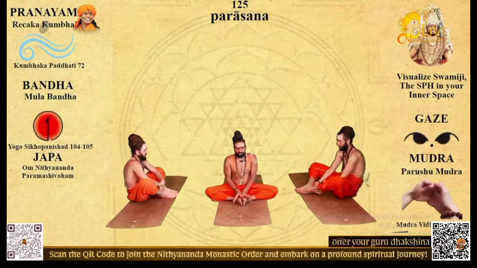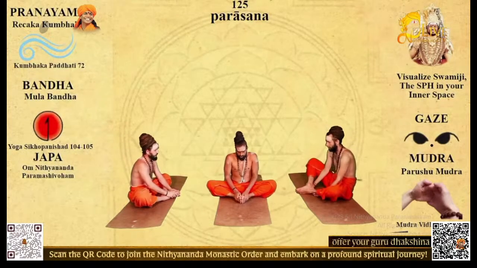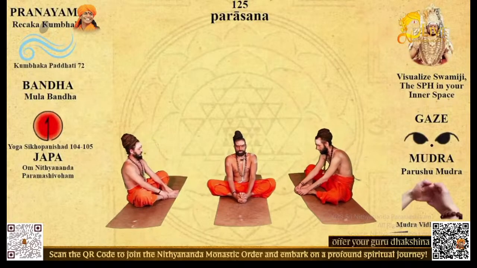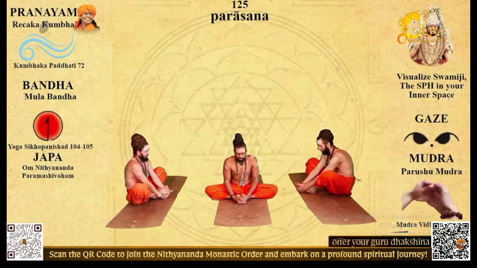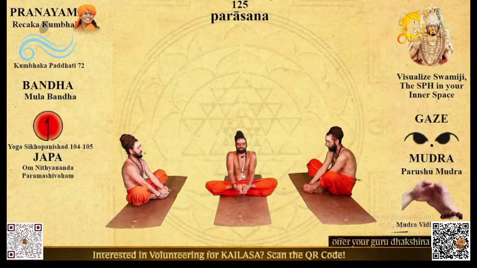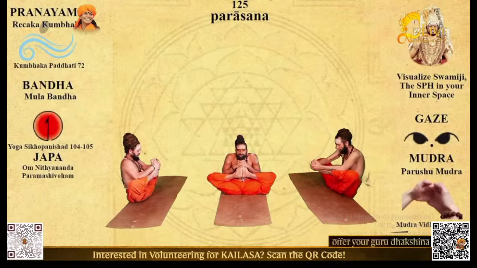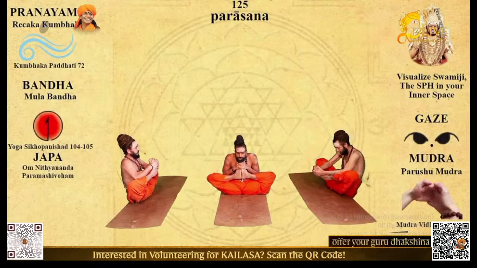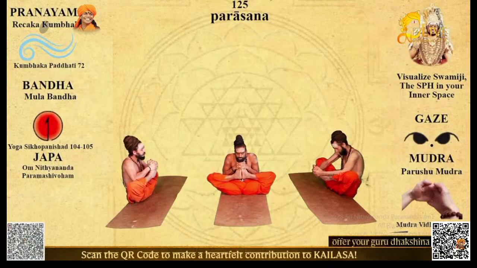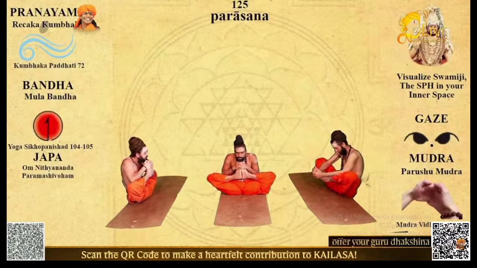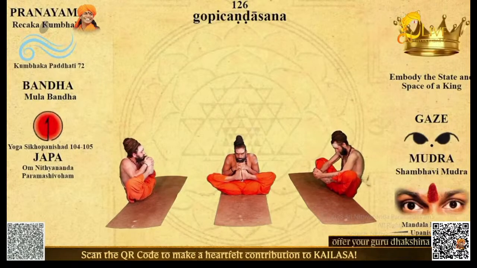The next asana is Gopi Chandasana. Now, with the soles of the feet together, interlace the fingers in front of the feet, holding the feet. Now, lift the feet towards the chest as you tuck the chin on the hands. Now gaze to the nose, visualize a crown, embodying the state and space of a king.